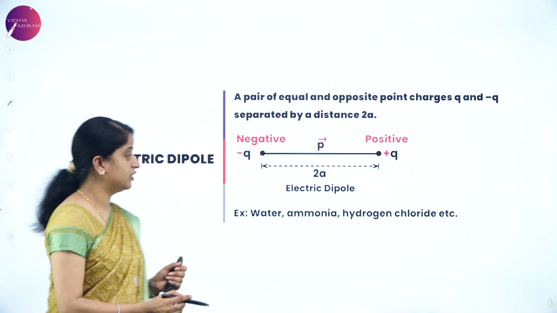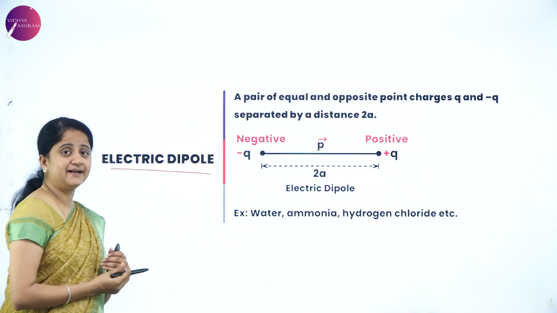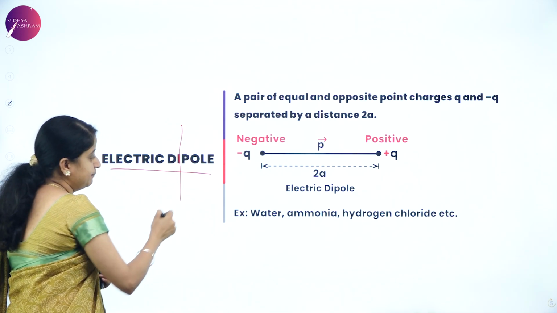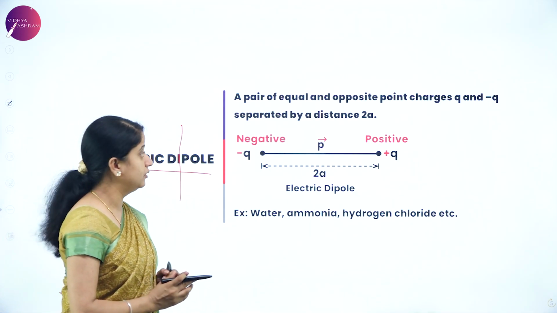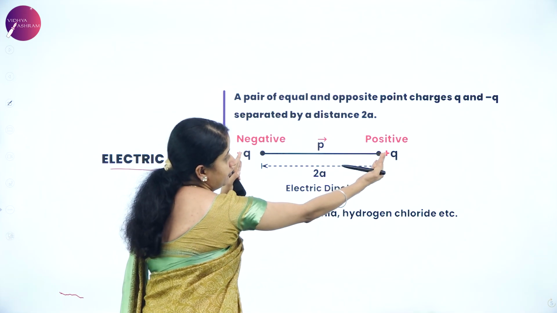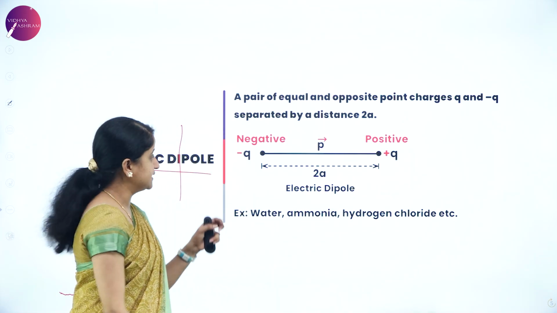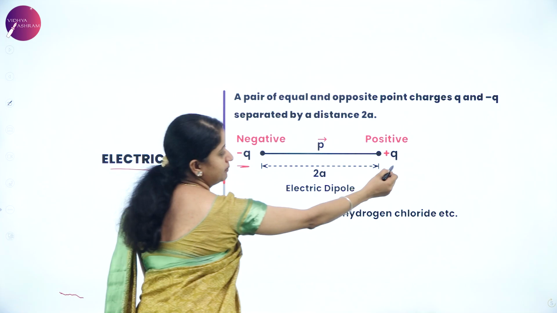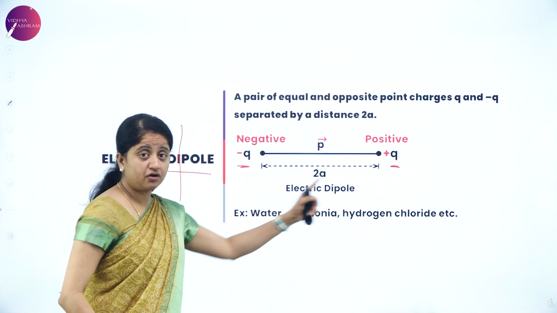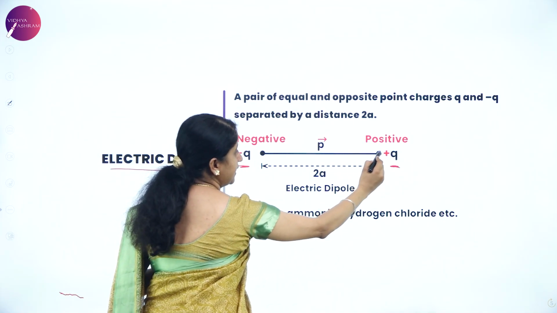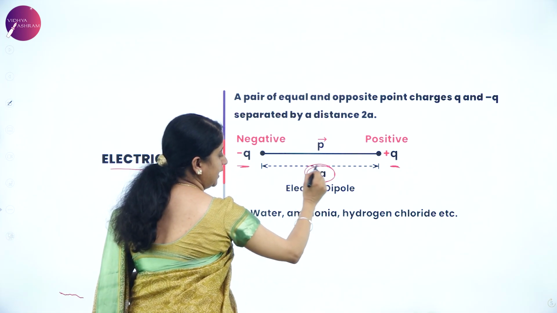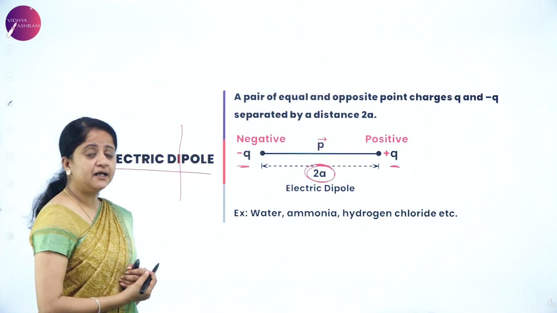Next we are moving on to an important topic, that is electric dipole. What is the meaning of dipole? It is nothing but a pair of two equal and opposite charges. For example, I have minus q and plus q here, a pair of equal and opposite charges. They are separated by a distance of 2a. We call it an electric dipole.